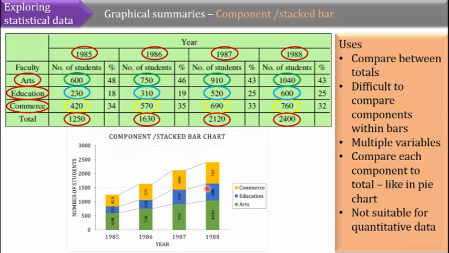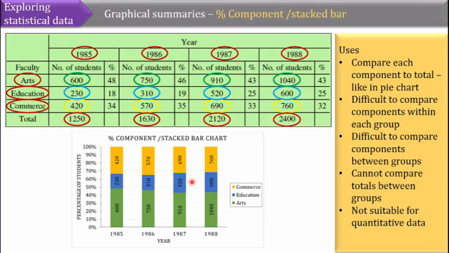The next one is a component, or stacked bar chart, which is very similar to the previous one, the multiple bar, but here we're stacking the bars on top of each other. So it has pretty much the same interpretation as the previous one. The main advantage, though, is that it's very easy to compare each component to its overall total, like with a pie chart, because now all the bars are stacked on top of each other, so we can see exactly what the total is. By adding these lines, we can also see what the trends are.